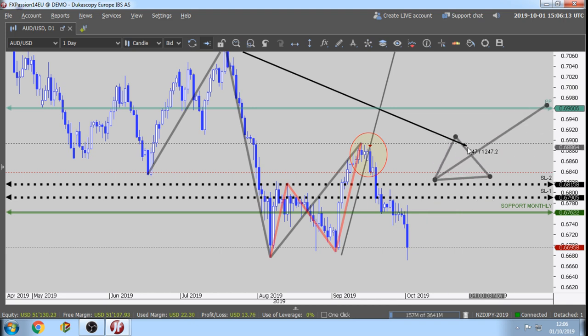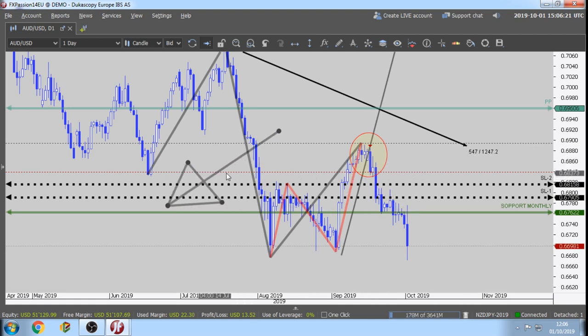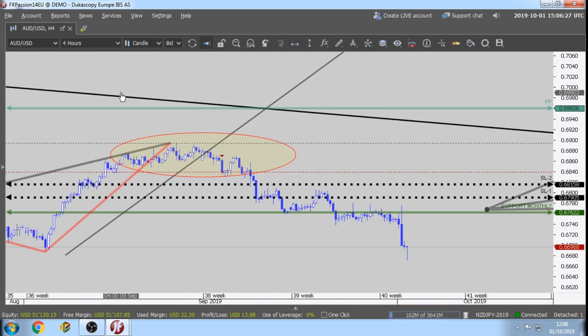Now, as you can see, I have two stop loss levels, stop loss number one, stop loss number two. Why is that? And as you can see, it's monthly support. This is the monthly support area, okay? Why is that? Because I short the market from the 4-hour time frame.